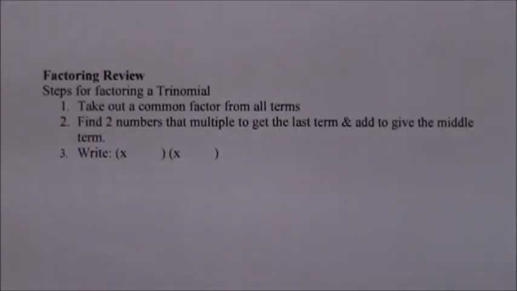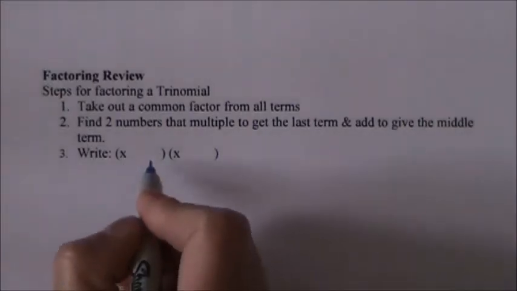Factoring review. Steps for factoring a trinomial. Step 1, take out a common factor from all terms if possible. Step 2, find two numbers that multiply to get the last term and add to give the middle term. Step 3, write two sets of brackets. We'll put an x at the front of each of them.